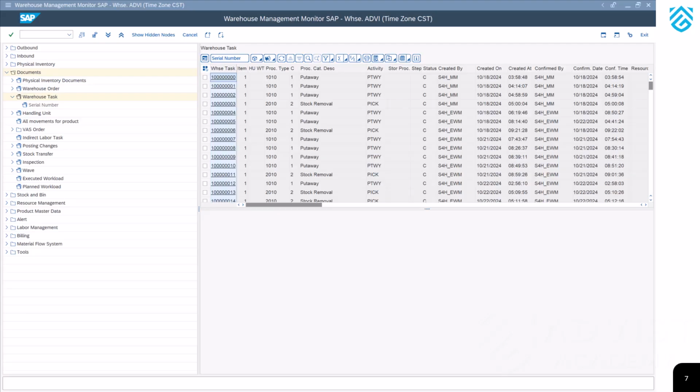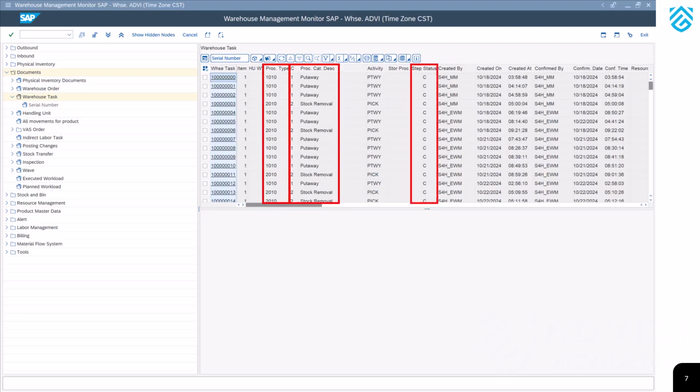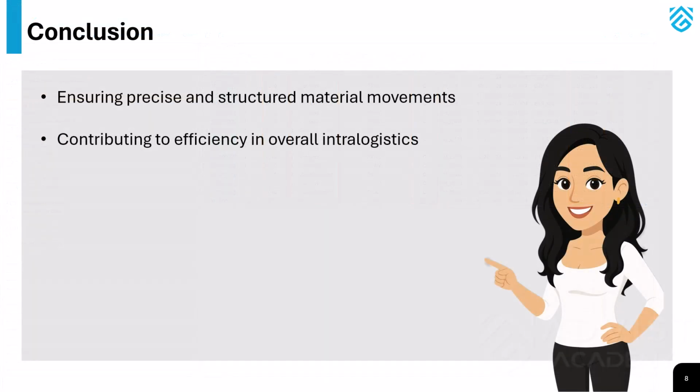For monitoring and control, the Warehouse Management Monitor is available. Warehouse tasks can be evaluated there by process type, process category, status, or confirmation date. This provides a high level of transparency and enables targeted process control within the warehouse. In addition to the tasks themselves, resource utilization can also be analyzed, meaning which employees or equipment are currently working on which tasks.